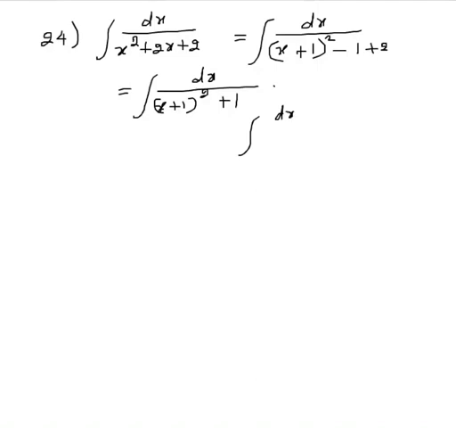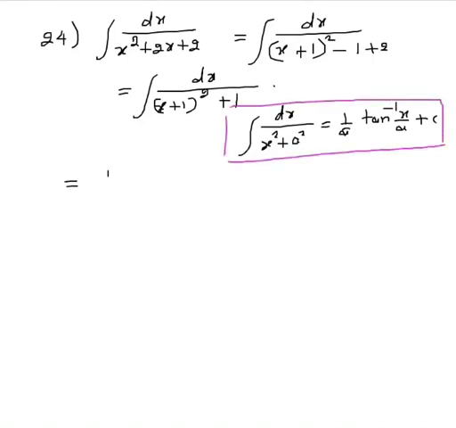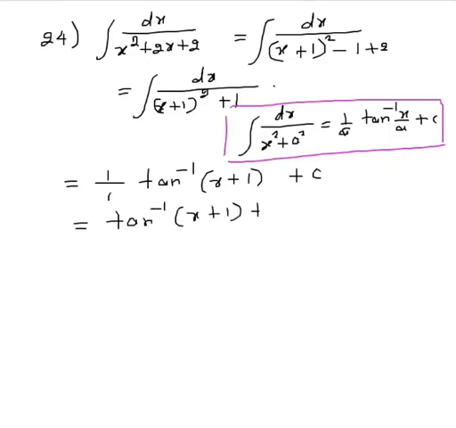We will use the dx divided by x square plus a square formula, which is 1 by a tan inverse of x by a plus c. 1 by a is 1, tan inverse of x, here x plus 1, by a which is 1, and plus c. Therefore, the answer is tan inverse of x plus 1 plus c. The correct option is B.